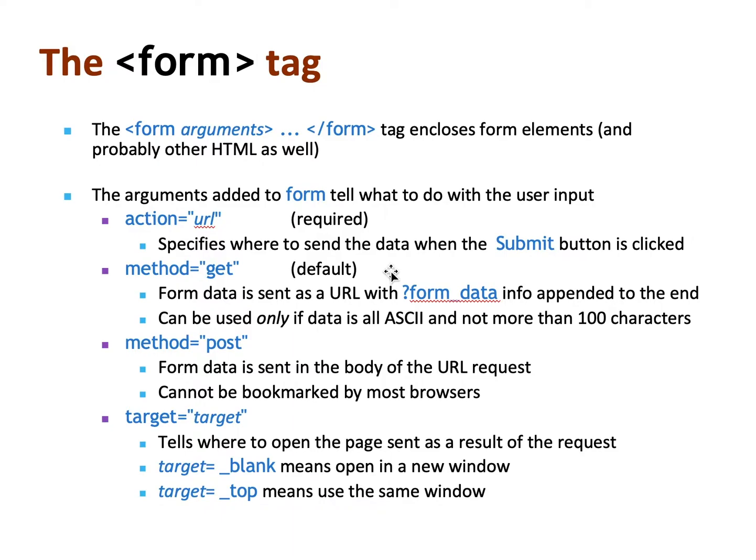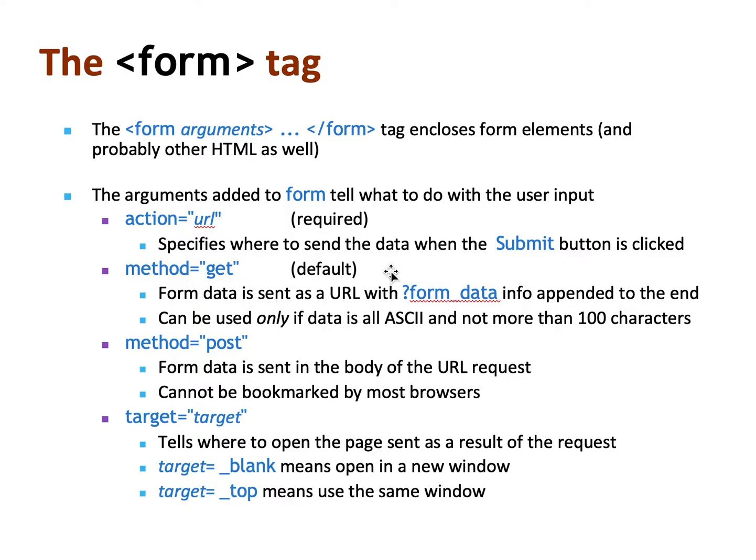For example, if you click submit and it has method get, you'll see in the URL at the top that it has all the information within there. This can only be used if the data is all ASCII and no more than 100 characters. So this wouldn't be the most popular way of using it. Instead you'd use method post. With this, the data is sent in the body of the URL request, and it cannot be bookmarked by most browsers.